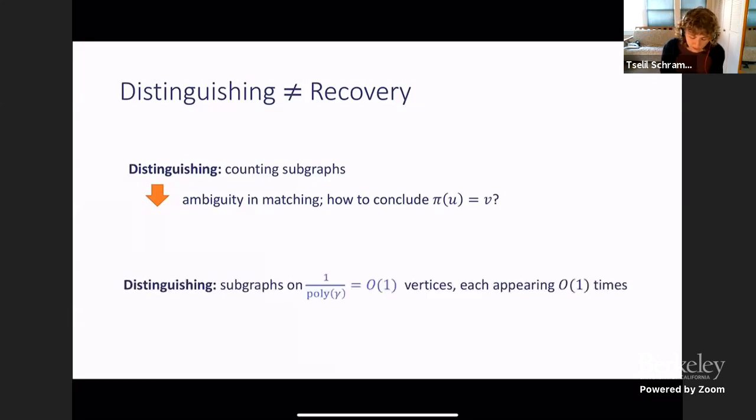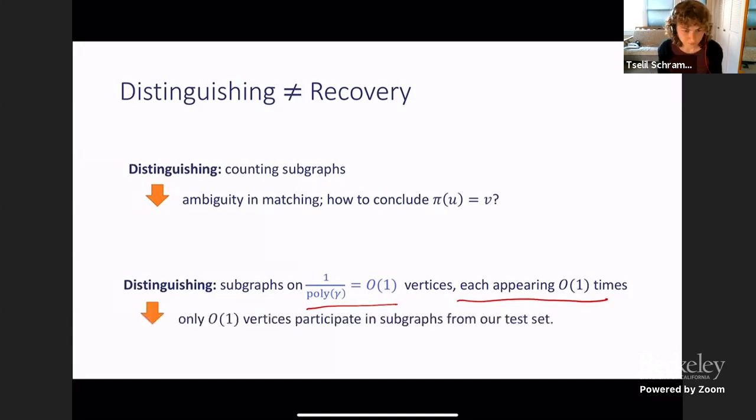One thing that I want to point out is that in our distinguishing algorithms, our subgraph had constant size. We set things up because we wanted our concentration arguments to be easy, so that every copy appeared a constant number of times. So actually, only a constant number of the vertices in the graph are even going to be touched at all by anything we saw in our distinguishing algorithm, and for recovery, we need to work much harder.